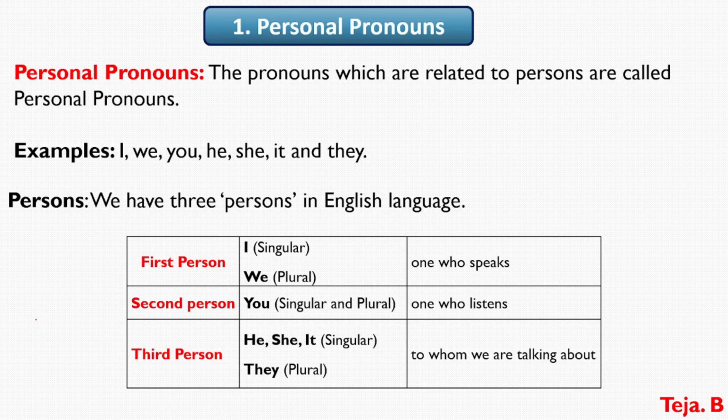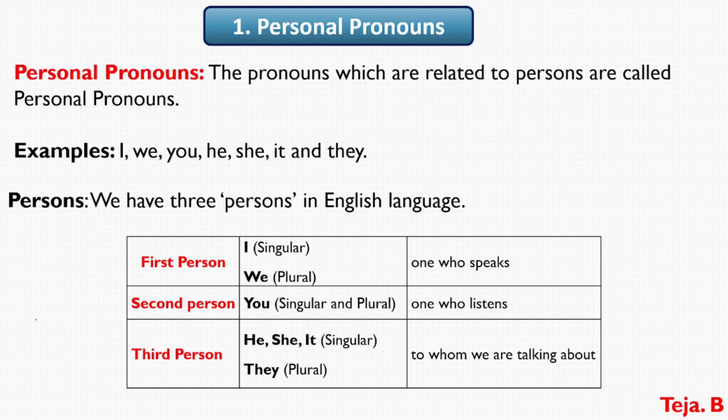Here we have 3 persons in the English language. That is the first person, second person, and third person. First person is the speaker, second person is the listener, third person is the one we are talking about. For example, I am telling you about Nelson Mandela. I, first person; you as a listener, second person; Nelson Mandela, third person.